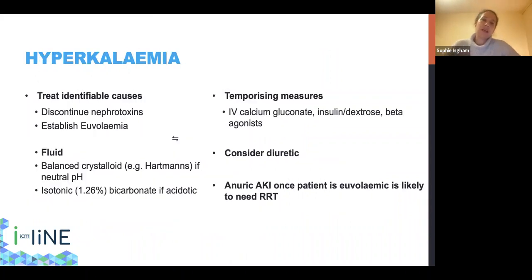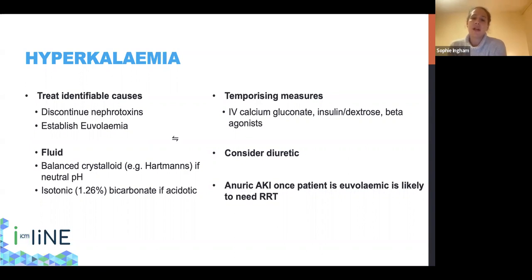So hyperkalemia, I'm sure you spend a lot of time treating this, so I don't really need to run through it. But essentially, if somebody's hyperkalemic, your initial management is to discontinue any nephrotoxics, and discontinue anything which has high amounts of potassium in. You can give them fluid and rehydrate them. You can use Hartmann's. It mentions here 1.26% bicarb. That's something that would often be administered in ITU, if at all. And then you use other measures.